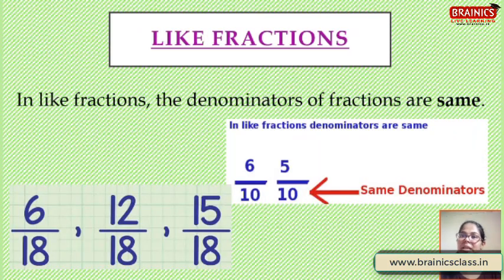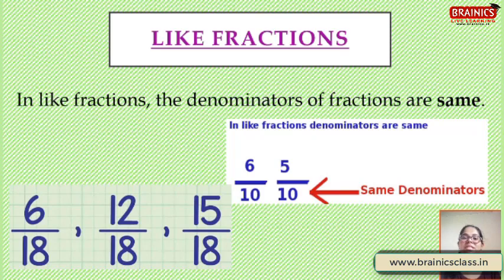Now next is like fractions. In like fractions, the denominators of fractions are same. If any two fractions, or any 3 or 4 fractions are given where denominators are same, then we can say that those are like fractions.